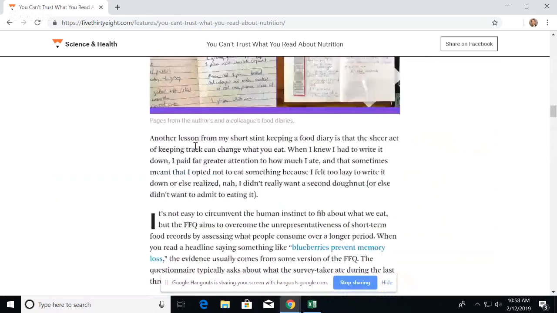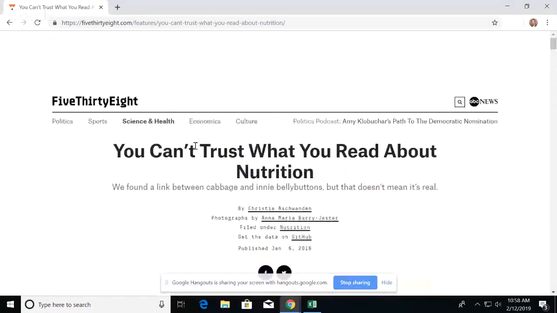Okay, so this is a fun thing about what you can't trust about nutrition. So just be careful. Just because two things are correlated doesn't mean they are strong. So there is an interesting thing here, though, that I will tell you. This is an interesting website.